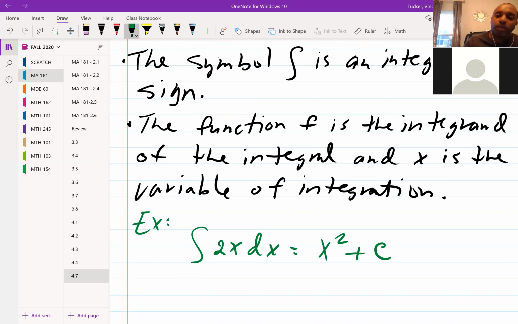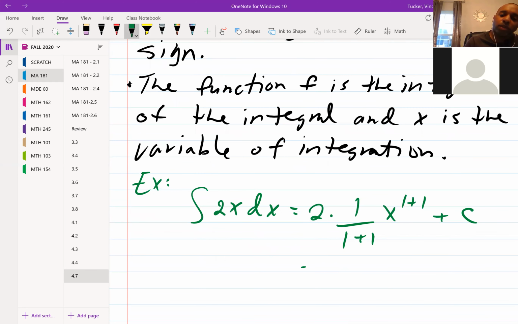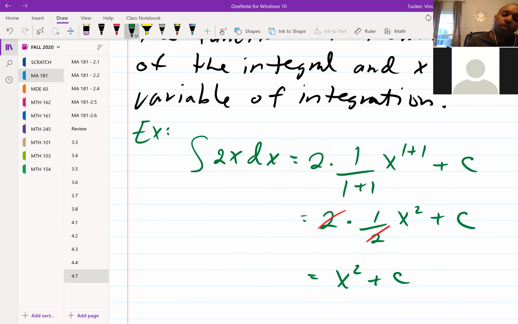If you were to go through the formula, you've got 1 over 1 plus 1. Whoa, I gotta leave my 2 out there. Leave the 2 out there. 1 over 1 plus 1, x to the 1 plus 1, plus c. So that's 2 times 1 over 2, x to the second power plus c. The 2 and the 1 over 2 will cancel and leave you x squared plus c.